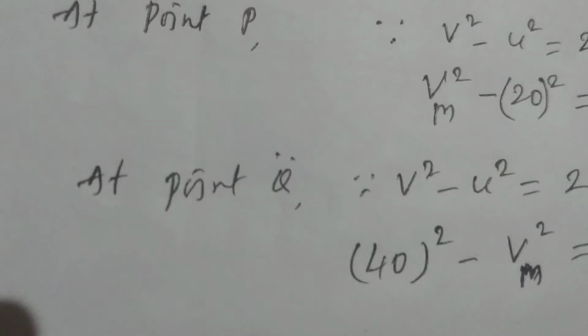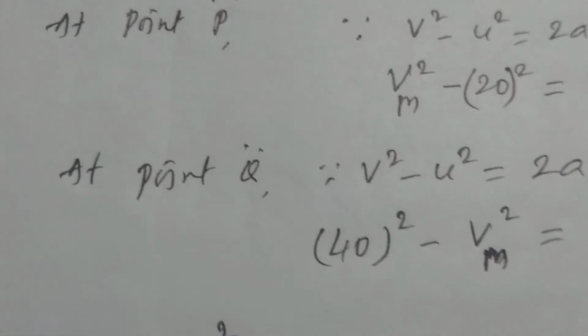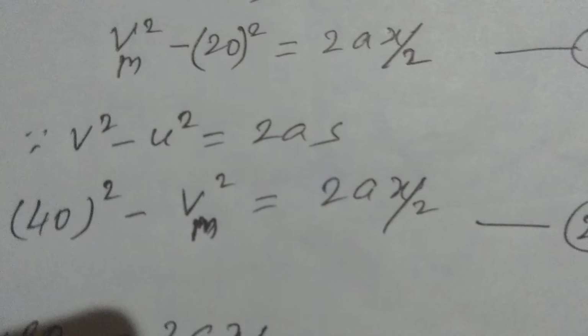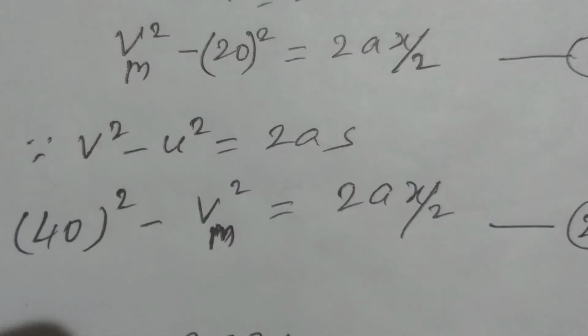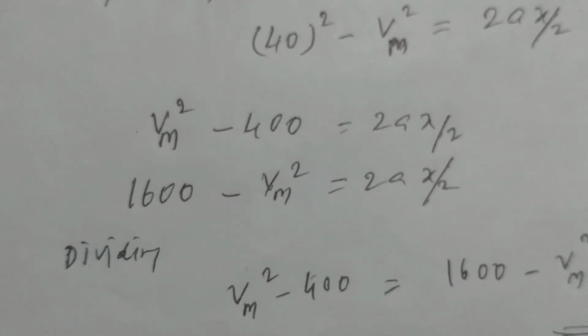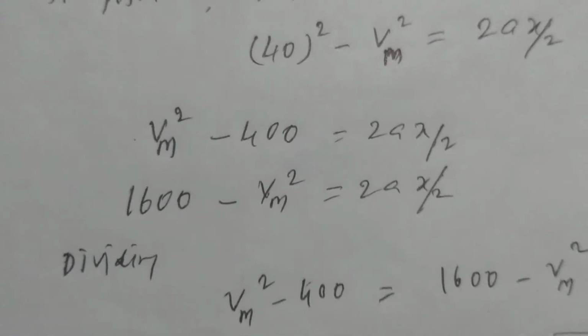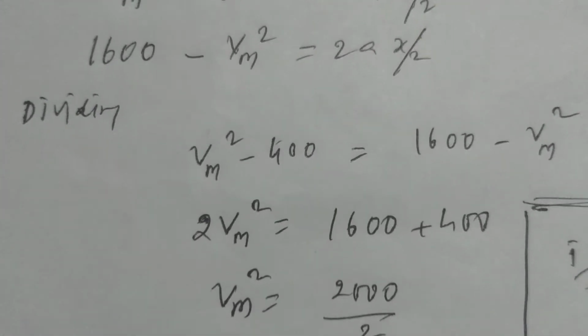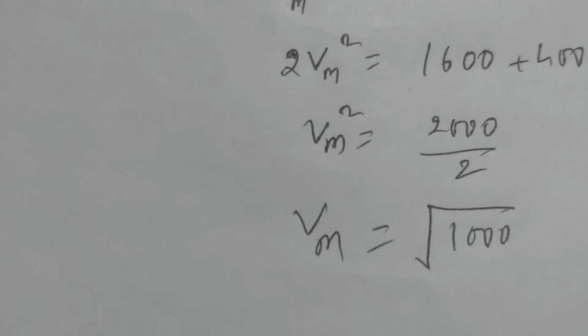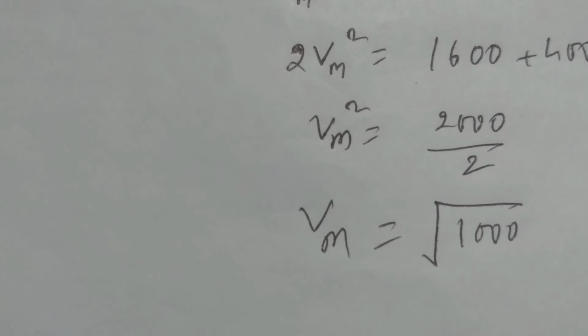At point Q, substitute the values. We get the second equation. Simplifying, we get the equation Vm square equals 1000, under root.